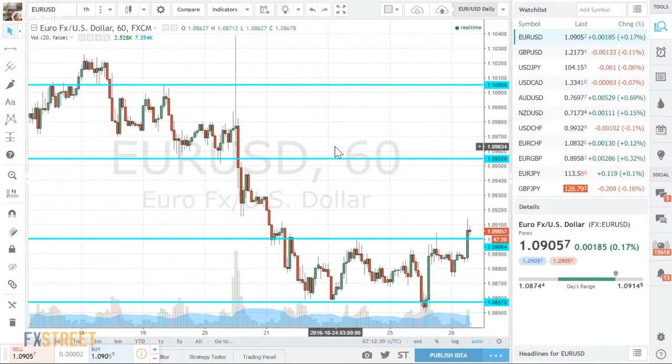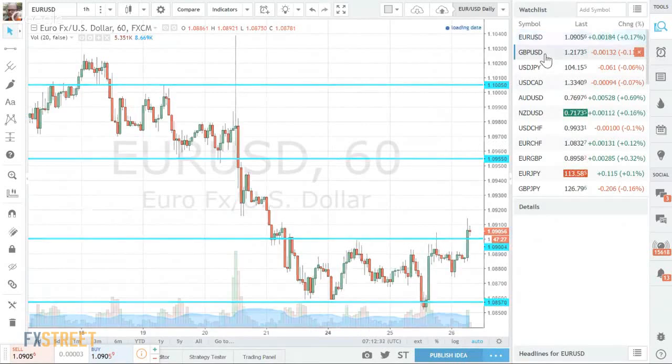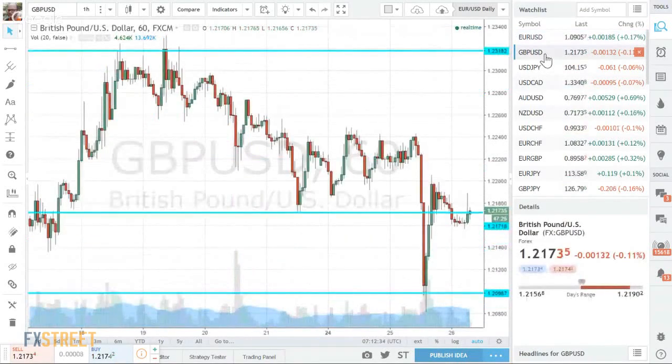Okay, let's continue with pound dollar. Pound dollar 121.70. Yesterday we had a mini flash crash, if you wish. We had a dip under 121. Currently 121.70. Very choppy waters here. I would still see 121.70 as some kind of pivotal line within the range.